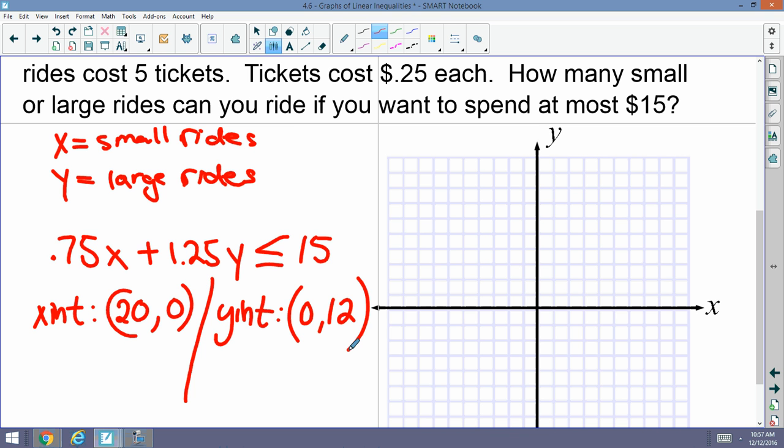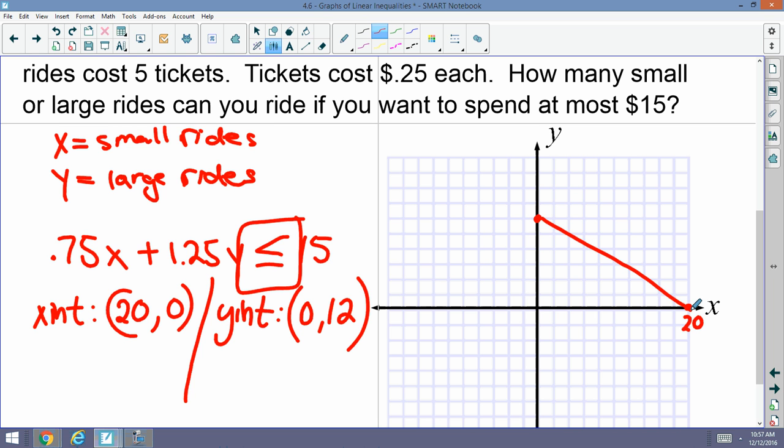Now, check out the beauty of inequalities. The x-intercept is 20. Let's go by 2's. So this over here is my 20. My y-intercept is 12. Let's go by 2's: 2, 4, 6, 8, 10, 12. Am I going to use a dash or solid line? Solid line.